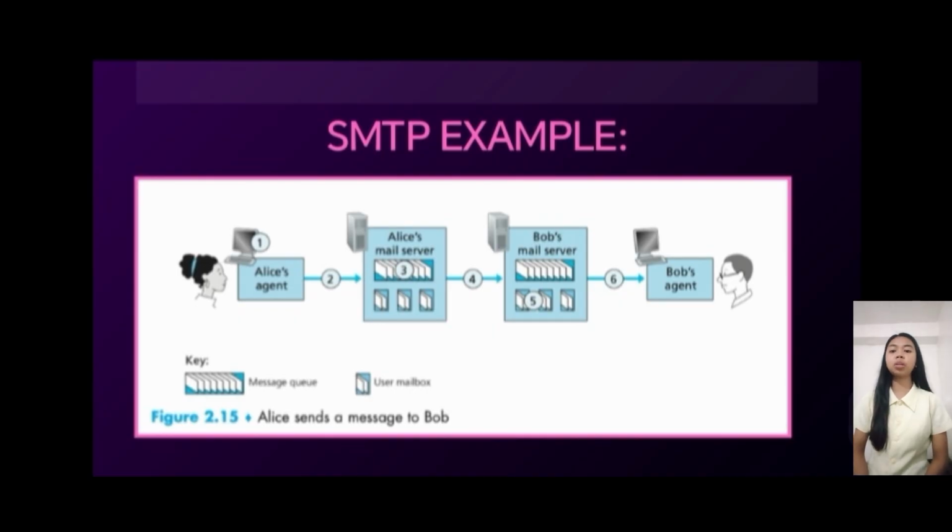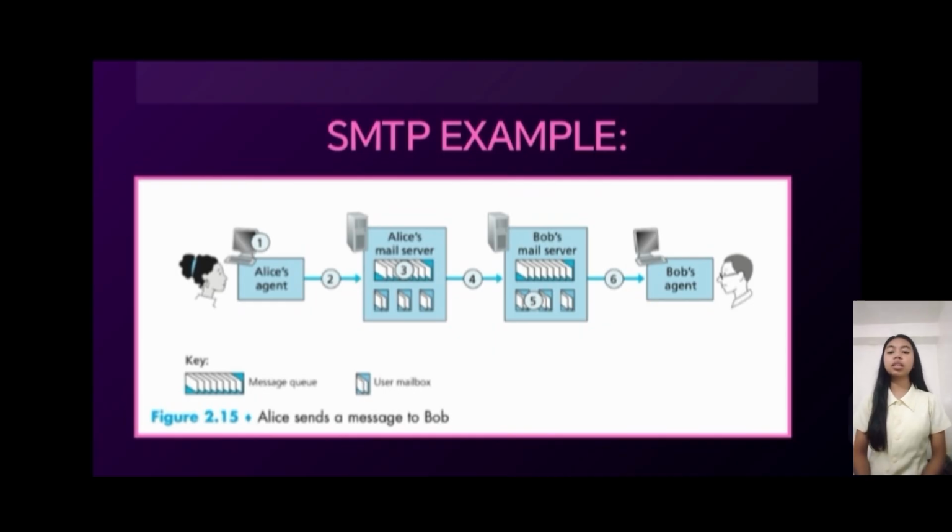In this example, Alice is the sender and Bob is the receiver. Both users are connected with their respective servers, and both mail servers are also connected with each other. Here, Alice wants to send a message to Bob. In the first step, Alice uses the user agent to compose the message. After composing the message, Alice sends the message to Bob's email ID.